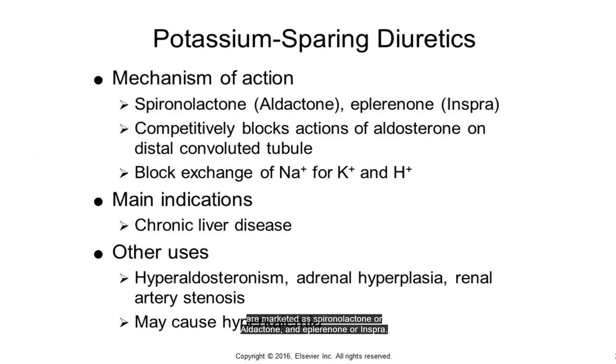The last group we will discuss are potassium-sparing diuretics, which are marketed as spironolactone or Aldactone and eplerenone or Inspra. They block aldosterone in the distal tubule, effectively also blocking exchange of sodium for potassium and hydrogen ions. Medications in this group are used to treat chronic liver disease, such as cirrhosis, hyperaldosteronism, most often caused by adrenal tumors, and renal artery stenosis. Because they are potassium-sparing, they may lead to hyperkalemia, which can induce life-threatening arrhythmias.